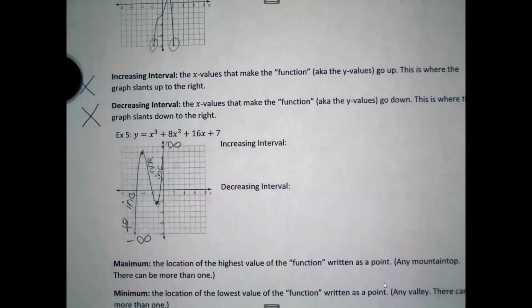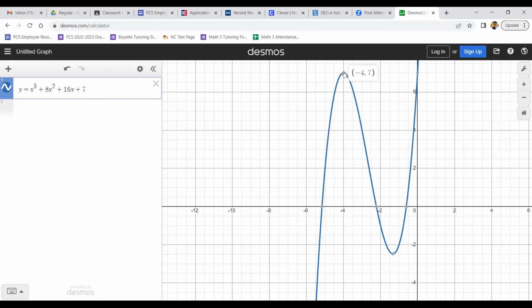So let's go ahead on Desmos. And we're going to do this point right here. So that X value is -4. And then that X value is a decimal. So I'm going to go ahead and label these in the picture. So I've got -4 and then -1.333.